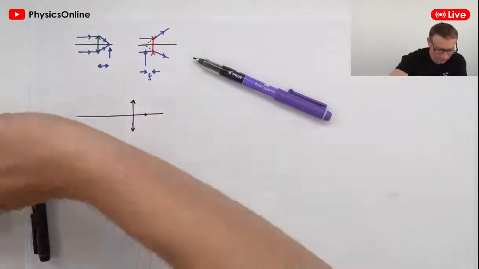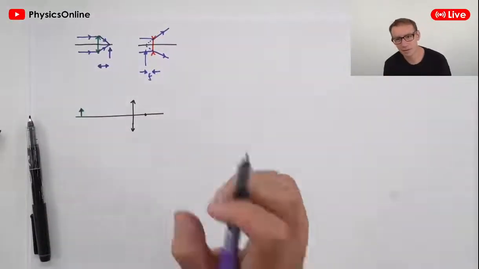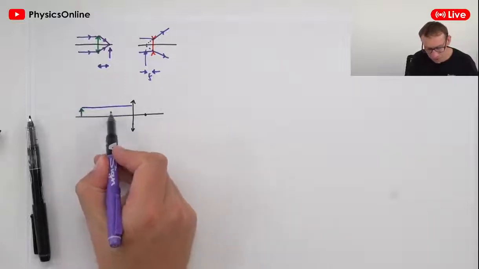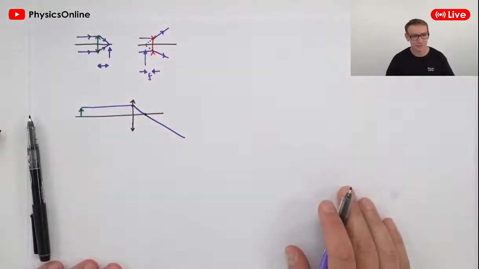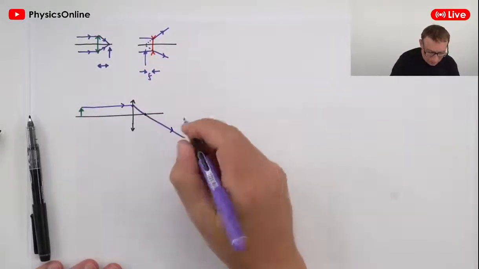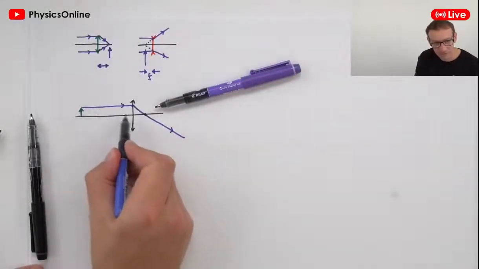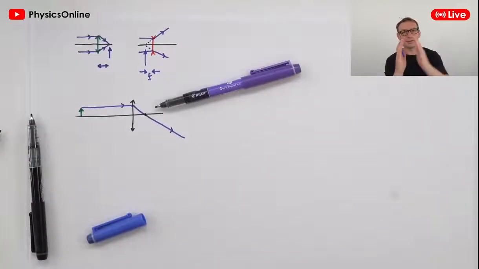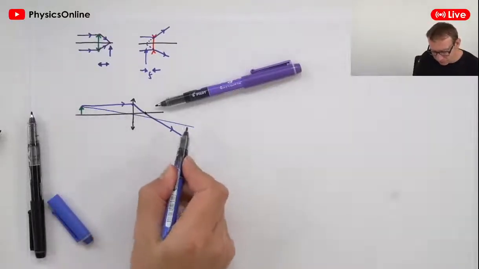If you have something a long way away, I'm just going to use a green arrow. Now I think you only really need to draw two lines. You draw one line parallel to the principal axis, and that then goes through the focal point like that. That's the first one, in purple. We draw another line that goes from the top through the centre of the lens, and because of the parallel sides of the lens, the ray of light that comes in is parallel to the ray that comes out, so it goes straight through the centre like that.